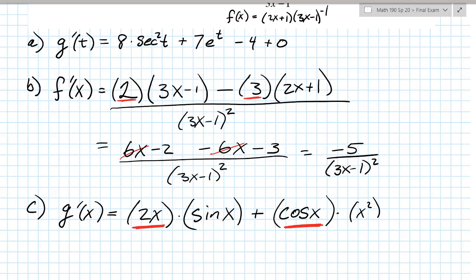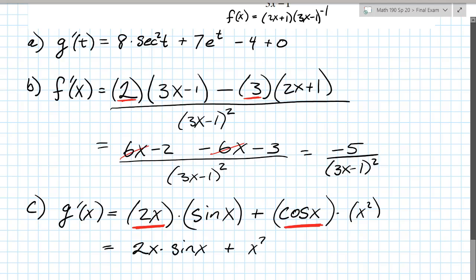If you like, then you can rewrite this 2x times the sine of x plus x squared times the cosine of x. I like writing my sine and cosine functions with parentheses like this to remind myself that this x and this x are the arguments of these two trig functions, and that this x squared is a function that's multiplied times the trig function. So that's also the reason I like to write my x squared in front of the cosine x.